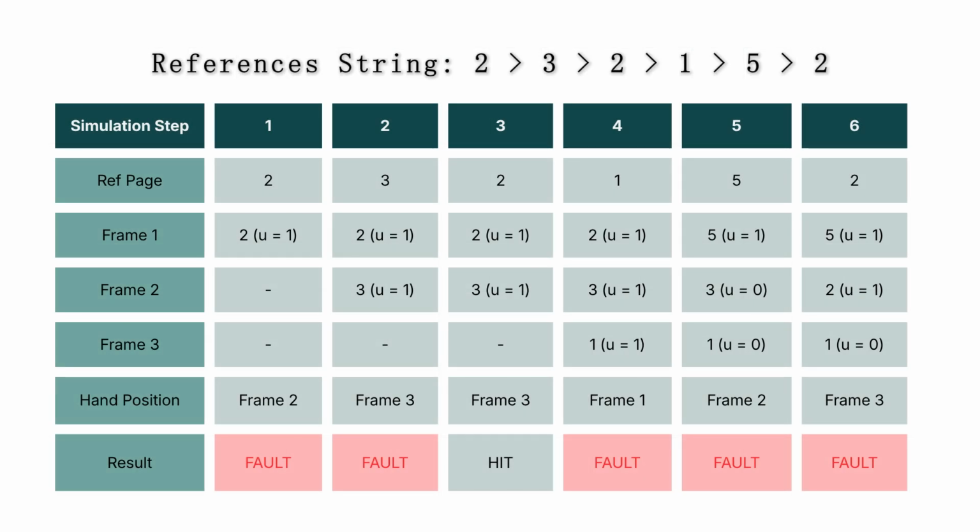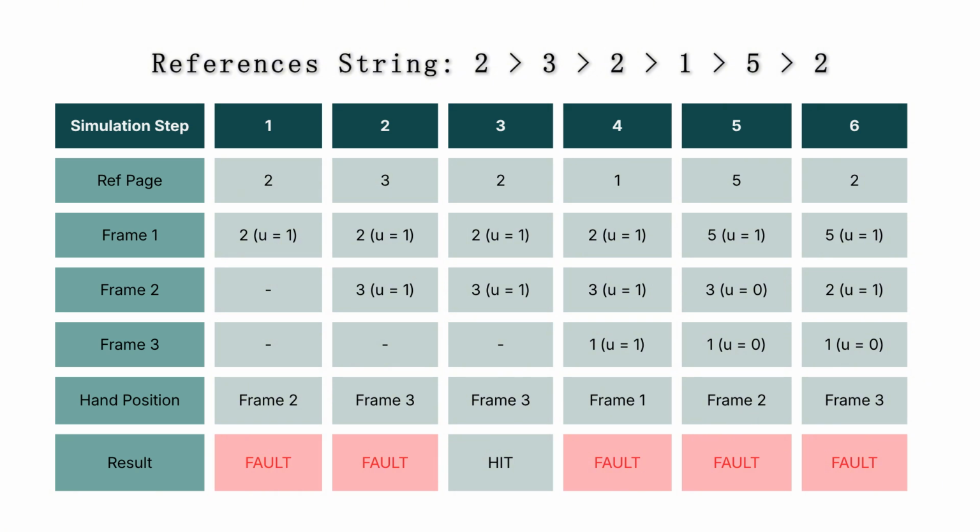Now, let's quickly trace how this works with our reference string. In steps 1, 2, and 4, pages 2, 3, and 1 arrive and simply fill up our empty frames, setting their use bits to 1. However, step 3 gives us a page hit because page 2 is already there. Notice that the clock hand stays completely still on a hit.